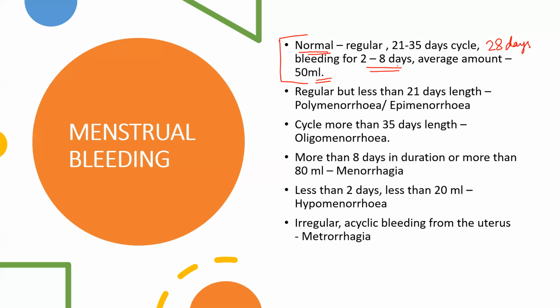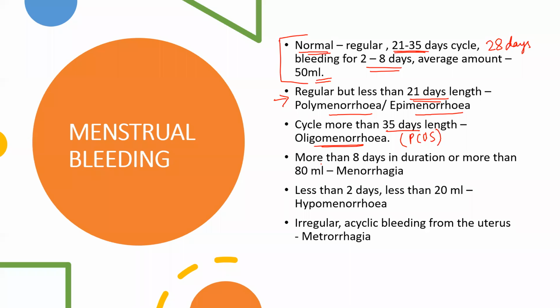Now coming to a little abnormality. If the cycles are regular but the length is less than 21 days, we call it polymenorrhea or epimenorrhea. Remember the terminologies, polymenorrhea and epimenorrhea, where the cycle is less than 21 days. Now 21 to 35 I have already said is the range. If the cycle is more than 35 days, it is oligomenorrhea. Oligomenorrhea, a very important feature in case of PCOS.